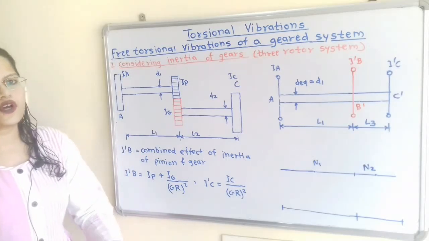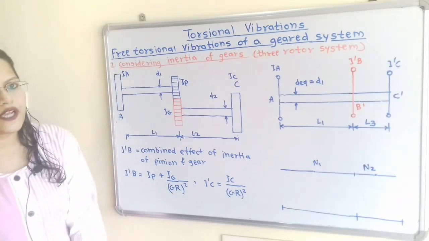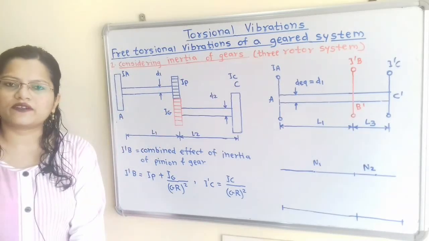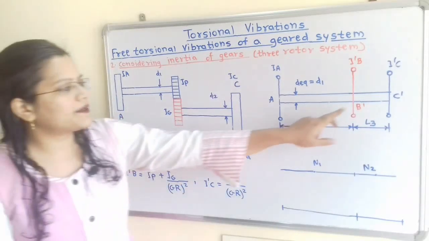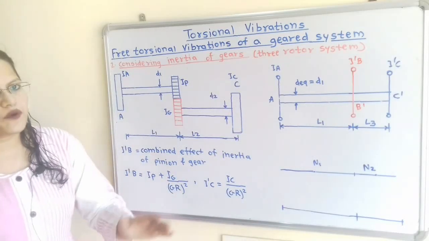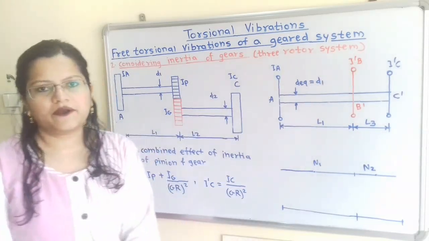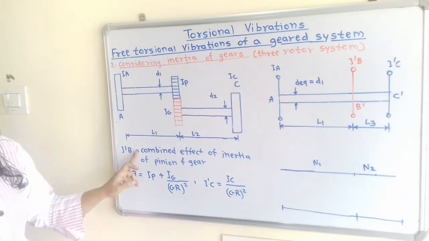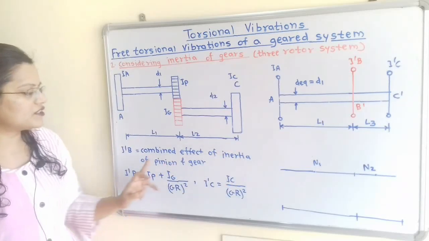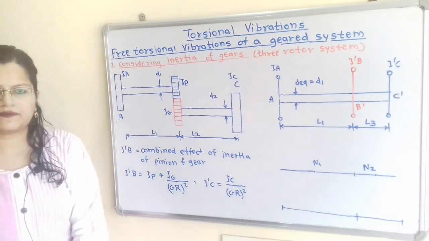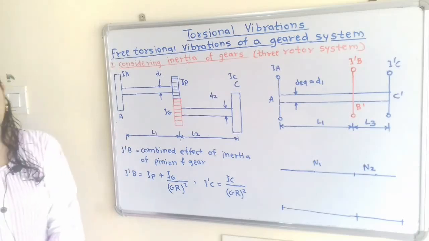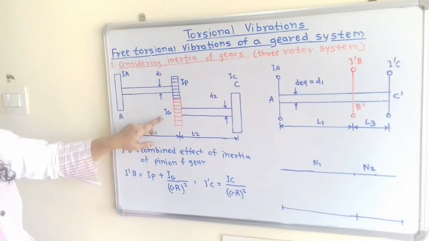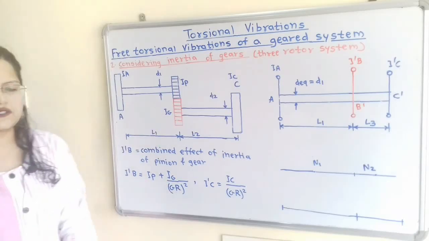Now we have to draw the equivalent system. Because we have to consider the inertia of the gears, we have to introduce a new rotor B dash with mass moment of inertia I'B. What does this I'B represent? I'B represents the combined effect of inertia of pinion and gear. How to find this I'B? I'B is equal to (Ip + Ig) divided by Gr squared.